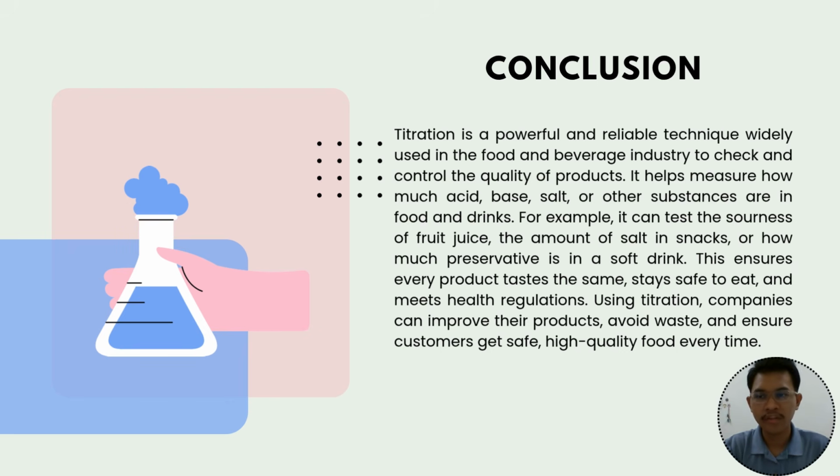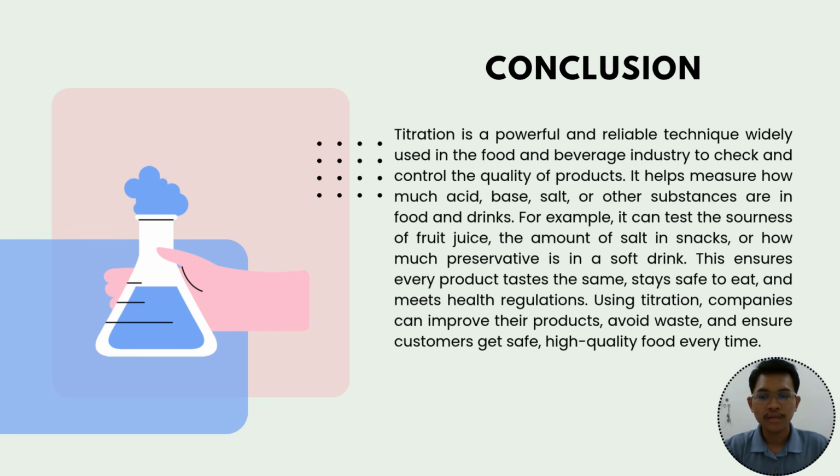Now that we have seen how titration works and how we did it in our experiment, I will be sharing the conclusion. So, why is titration important? Titration is a very useful and trusted method, especially in the food and drink industry. It helps check things like how sour a juice is, how salty a snack is, or how much preservative is in a soft drink.